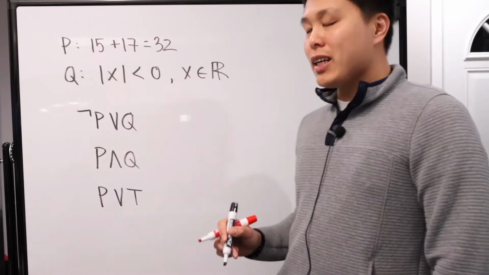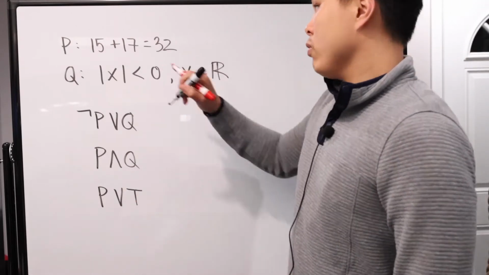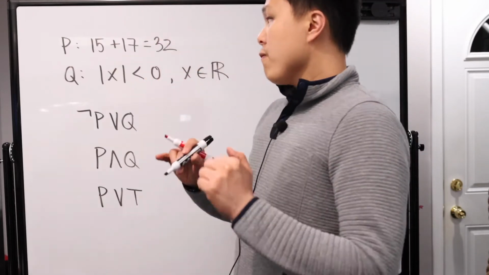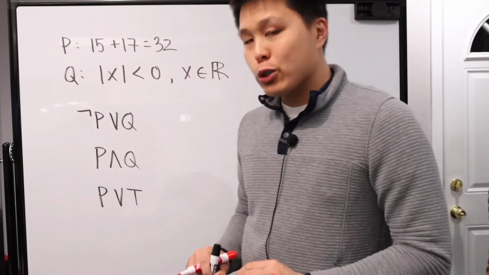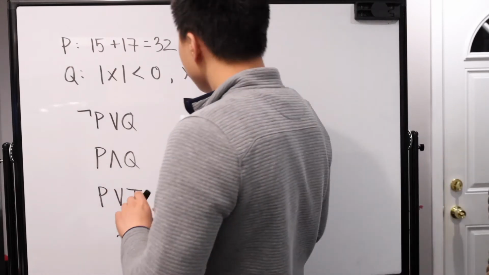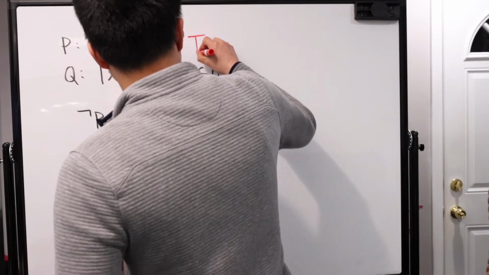Alright, so let's look at something that's even more math related. Let's look at these statements right here. First one, we have P, the statement itself: 15 plus 17 equals 32. So true or false? Hopefully you got it right away. This statement is actually true.